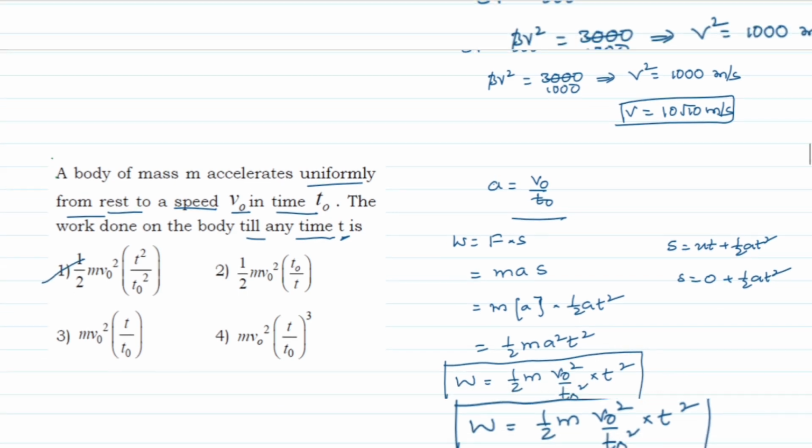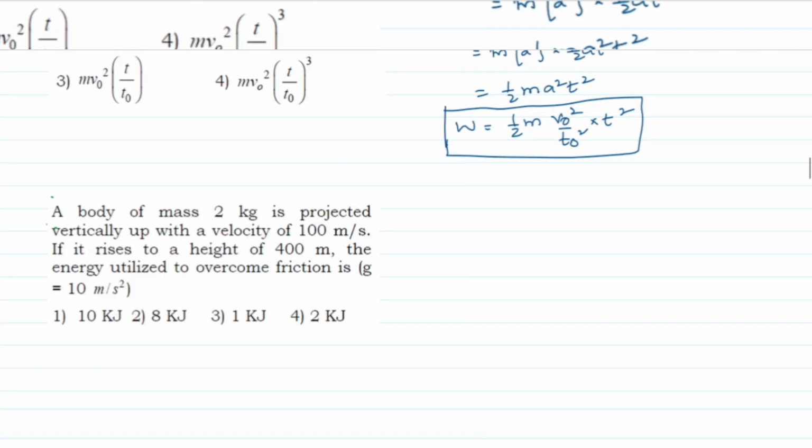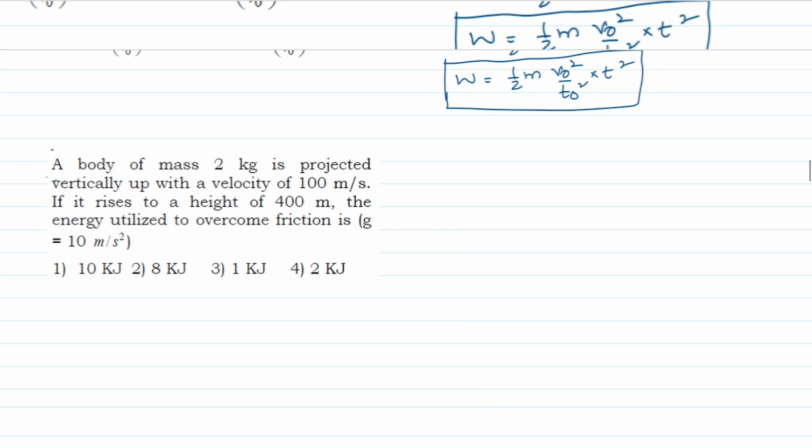Let us see the next question. A body of mass 2 kg is projected vertically up with a velocity of 100 meter per second. The mass is given as 2 kg, and the body is projected with 100 meter per second. It rises to a maximum height of 400 meters.